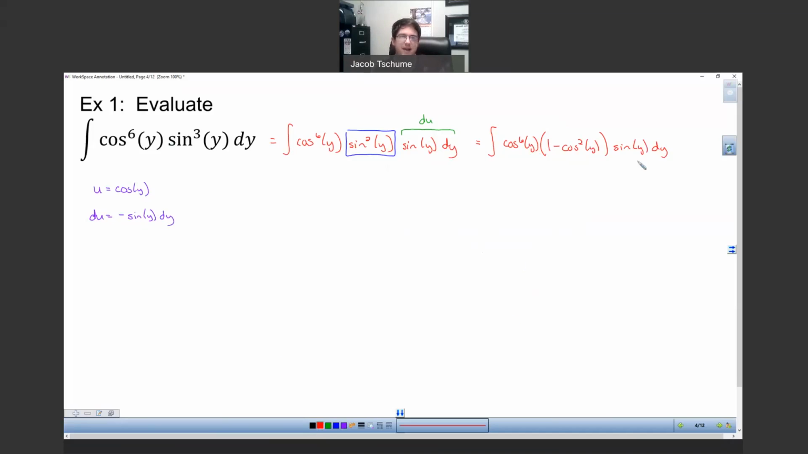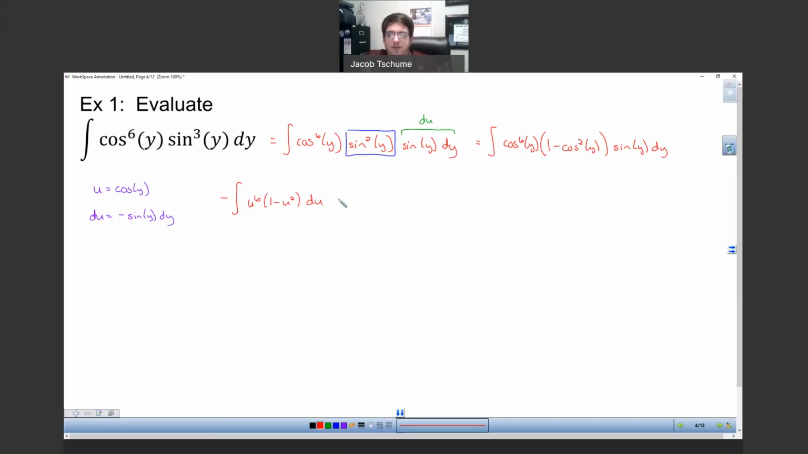Now that almost matches perfectly, but instead of getting sine y dy, we picked up a negative. That's okay. The extra negative you can just bring out in front of your integral. And then all of these cosines become u's. So it would be u to the 6th times 1 minus u squared du, where once again, I factored the negative out front. That way I could keep track of my du term.